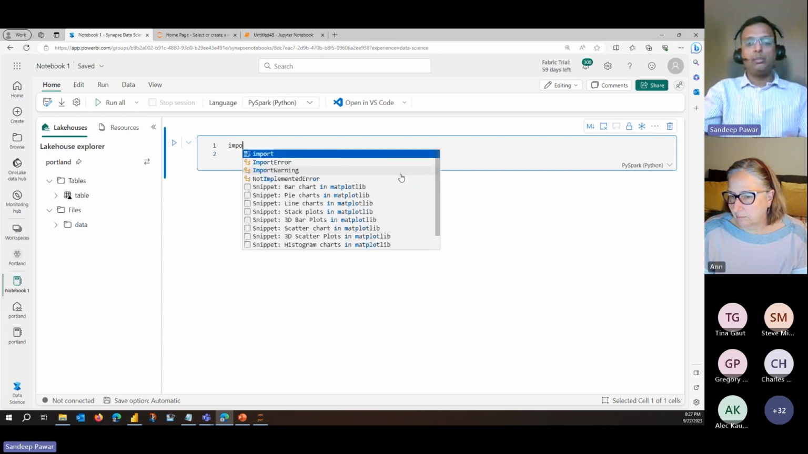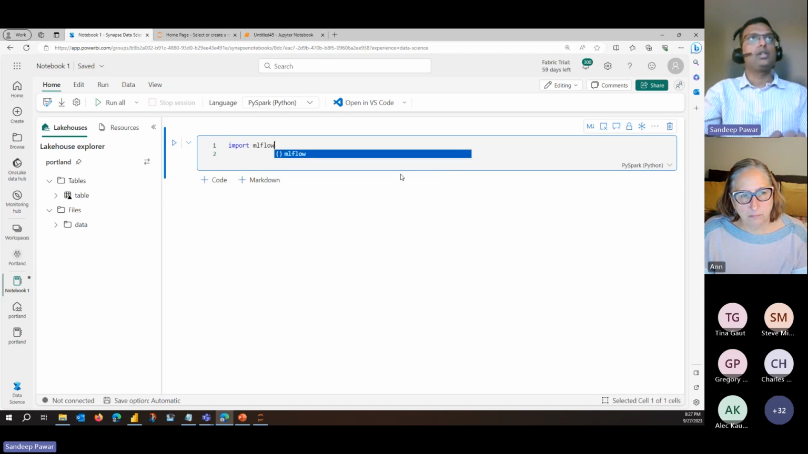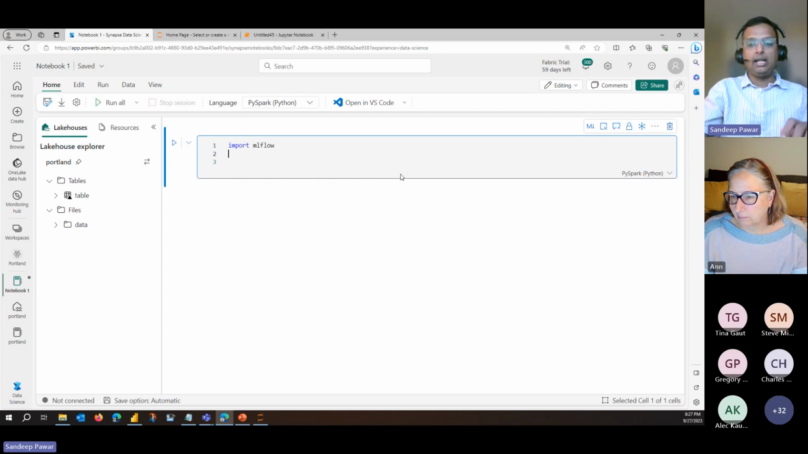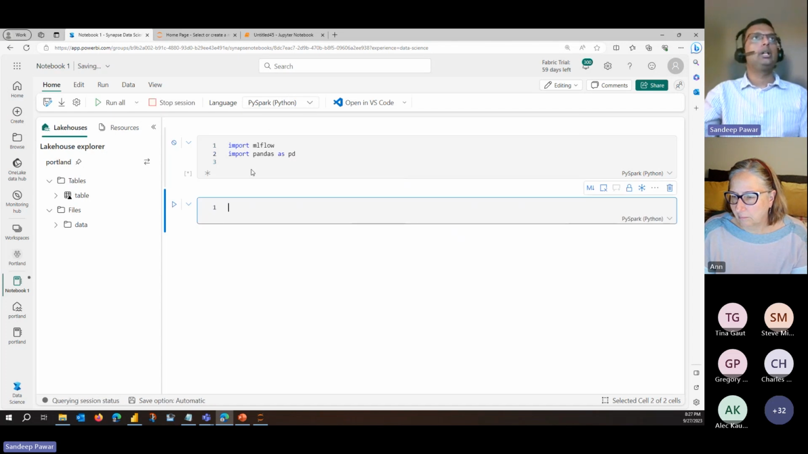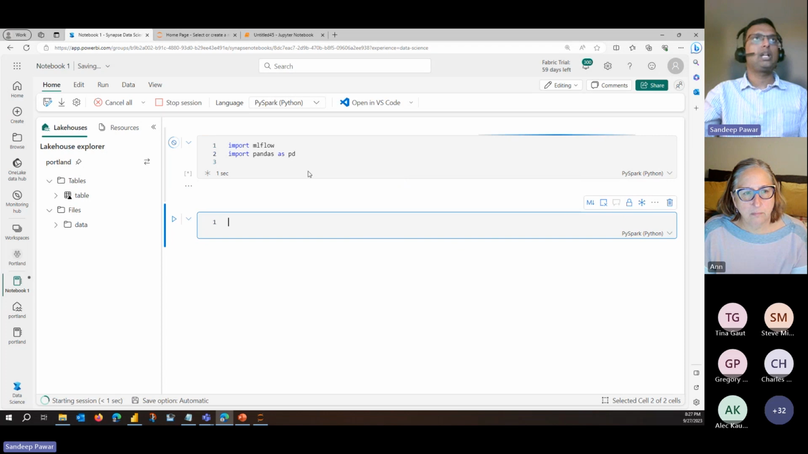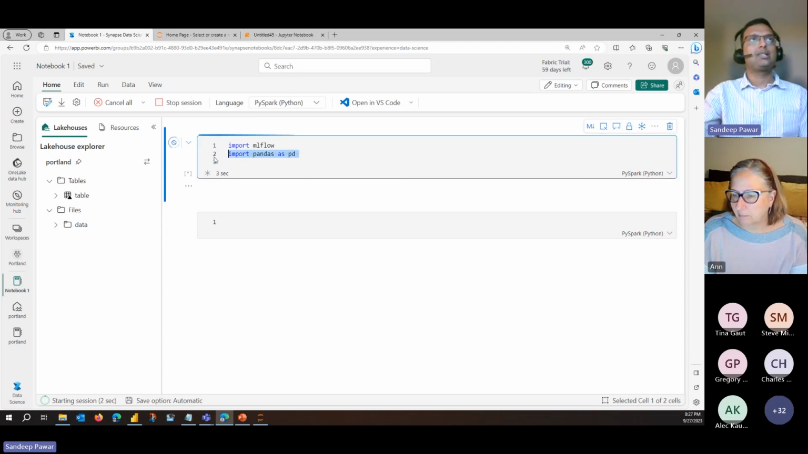So we will import MLflow, which is the library that we are using. And then I also say import pandas, the library which we use for importing data and analyzing the data in here. So I'll go ahead and import the MLflow library, as well as the pandas library.